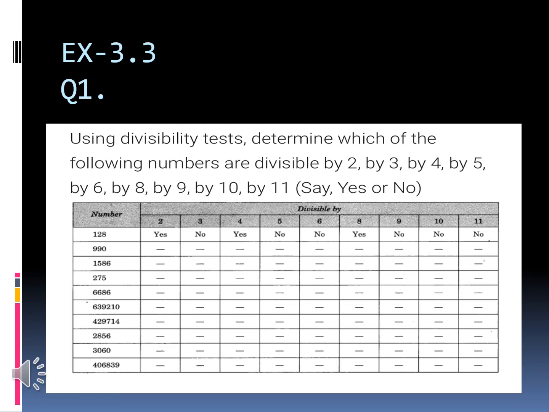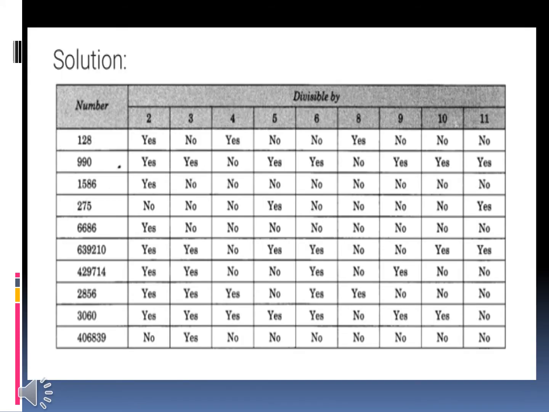So before starting the exercise, just get thorough with the divisibility rules, learn the divisibility rules, practice the divisibility rules. They're going to help you a lot. Just within seconds you can answer if you learn the divisibility rules by heart, right? So let's try to find out the solution of this table. Let us check the first number 128 by all the divisibility rules. Before I explain, I expect from you that you learn the divisibility rules and then try to fill the table. Now let's start with the first number 128.